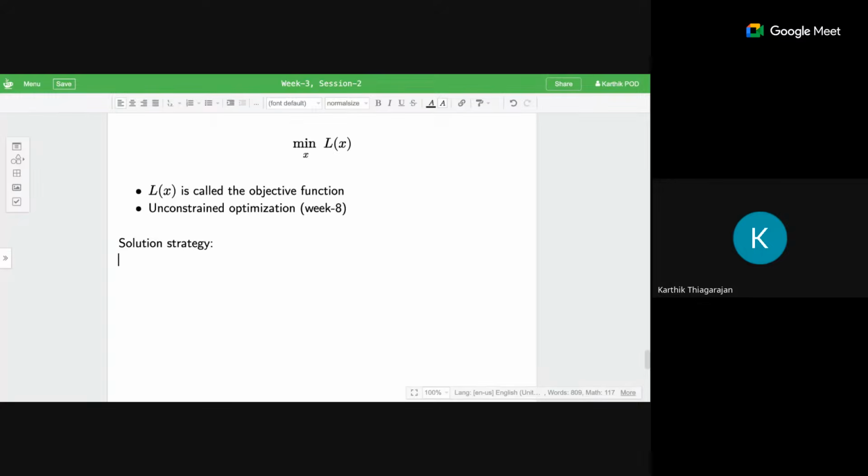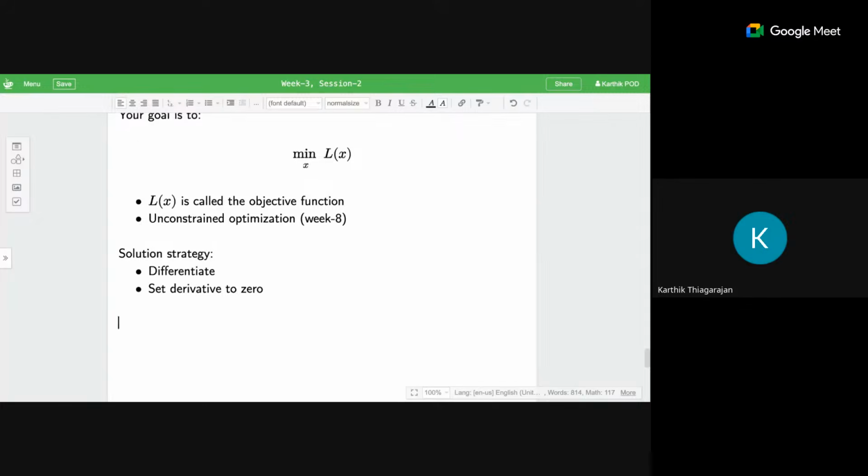Does anyone know? If you want to minimize a function, what do you do? You differentiate, and set the derivative equal to 0.